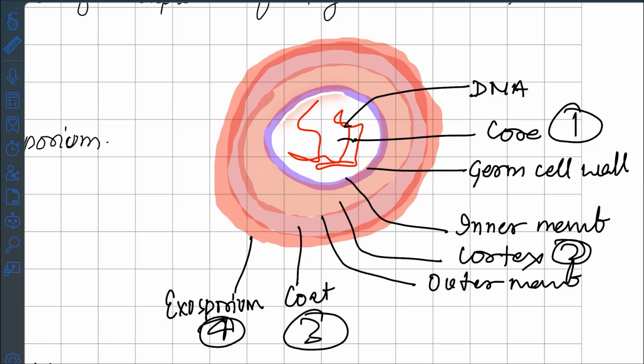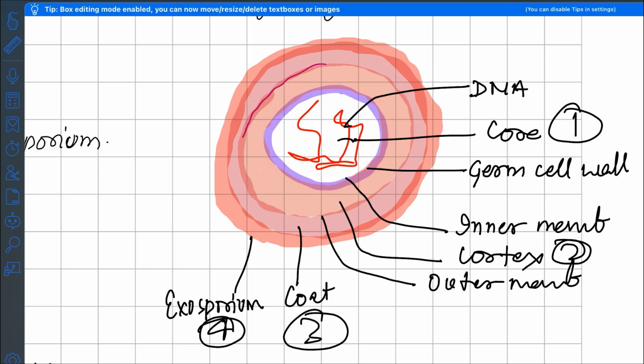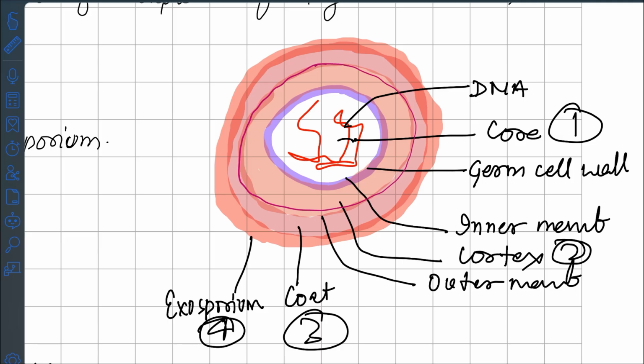Just right where the DNA is, it is known as the core. It is the innermost structure, the core. Then the second one here is the cortex. One layer outside it is the cortex. Outside the cortex, it is lined by outer membrane, and the core is lined by inner membrane.